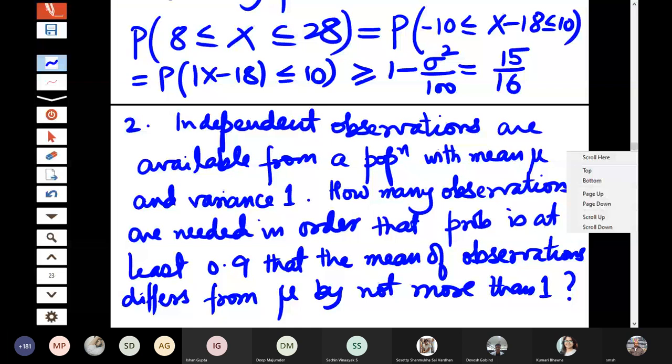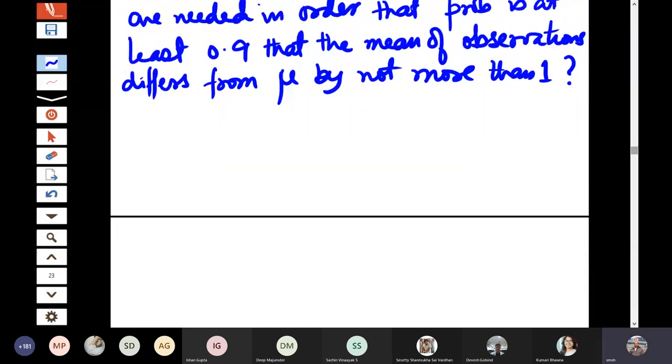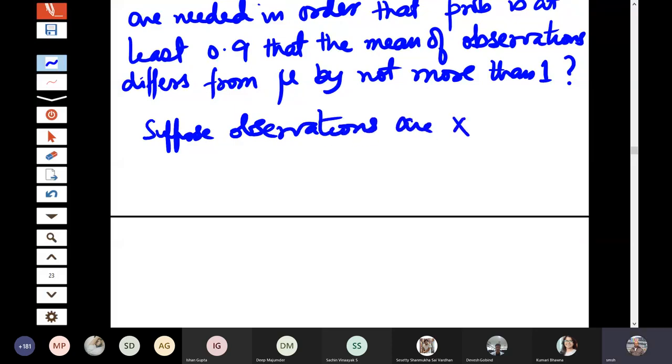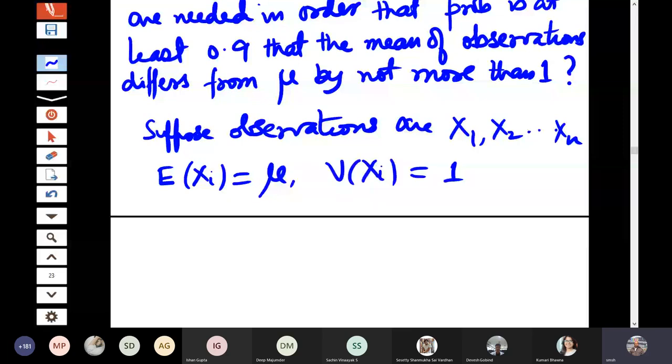So suppose we are taking observations x1, x2 and so on, xn. Suppose n observations are taken. So for each of these, the expectation of xi is mu and the variance of xi is 1. And we are asking a question about the mean of the observations. So what is the mean of the observations? That is x bar, that is 1 by n sigma xi.